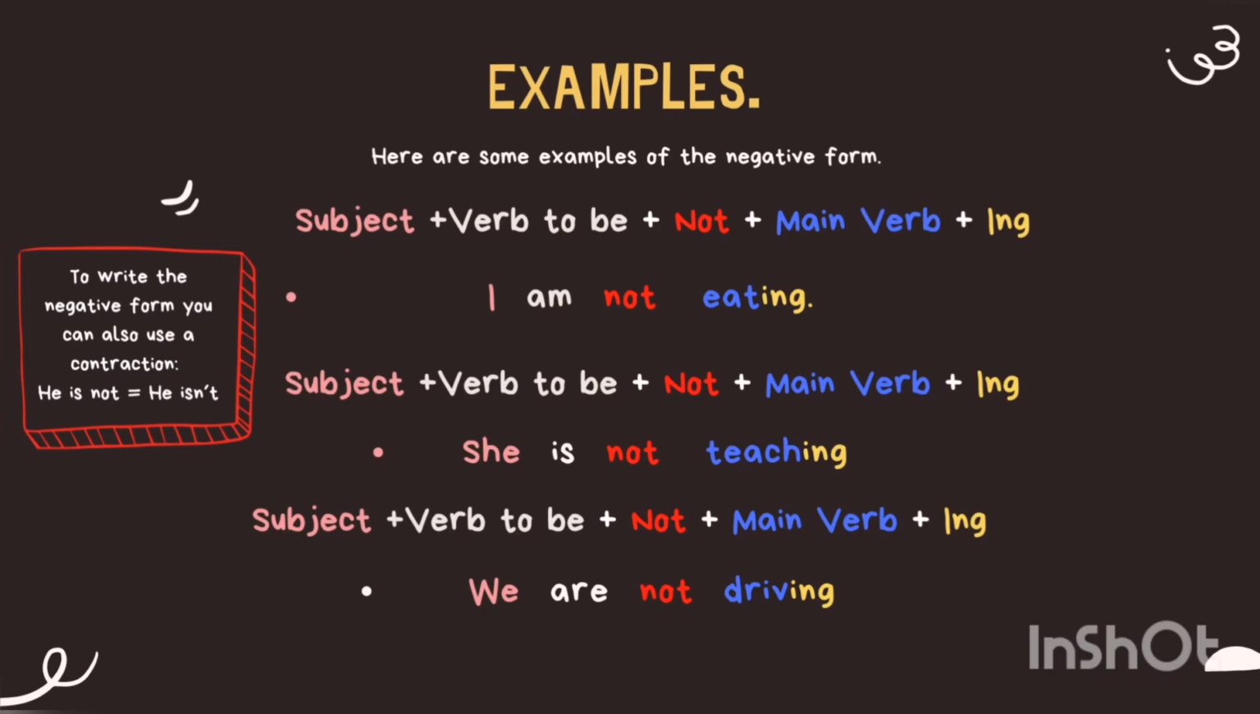We can see here that the subject is a pronoun in these examples, but the sentences are very short, so there's no problem. A little reminder is that to write the negative form, you can also use a contraction. He is not or he isn't. He isn't is the contraction.